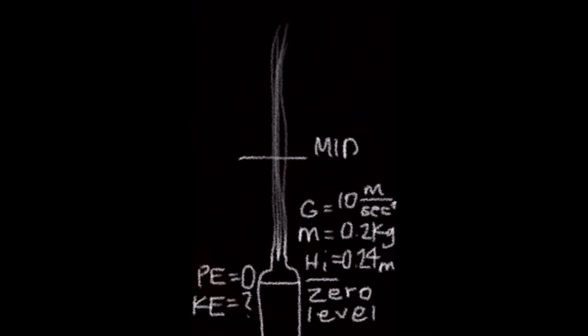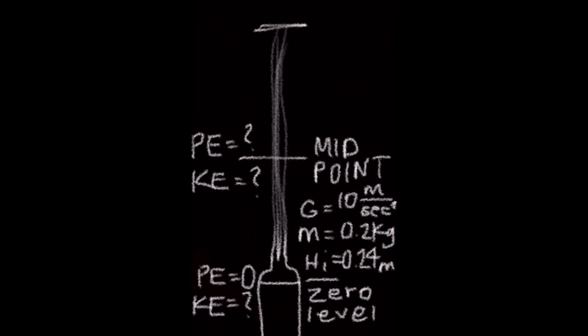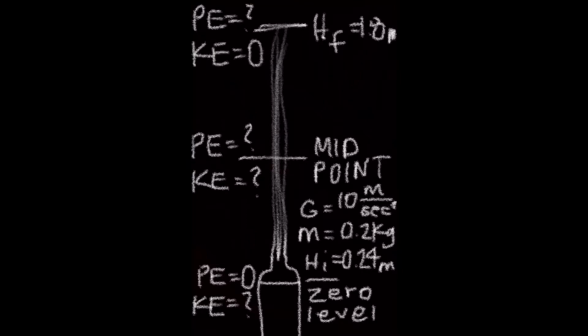At the midpoint, the PE and the KE will total out to the mechanical energy. The mechanical energy is the total energy KE plus PE. Therefore, the KE and PE at this point will be exactly half. Before we make any calculations, it is important to know the final height where the liquid reached. The final height was 1.8 meters. This information will help us calculate both the KE and PE at the different points.